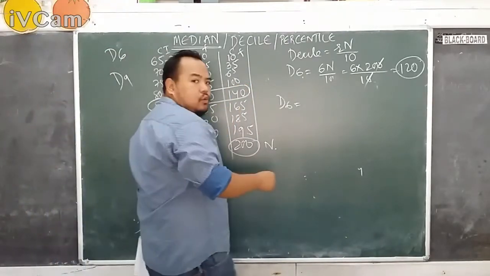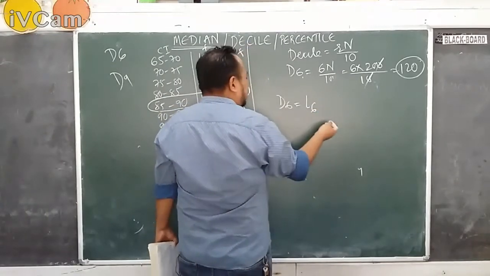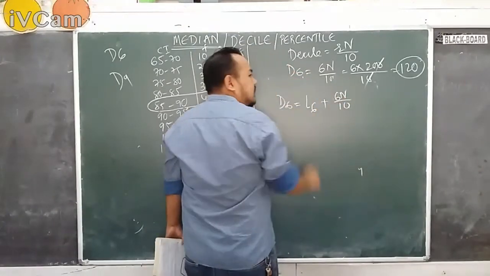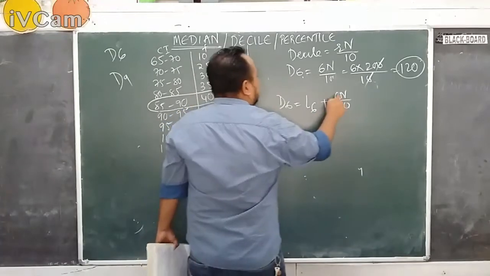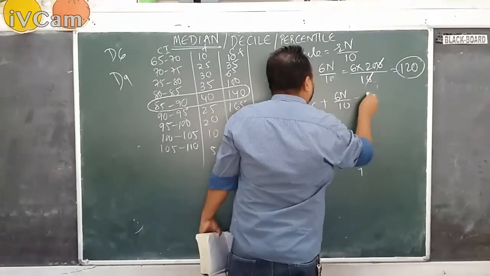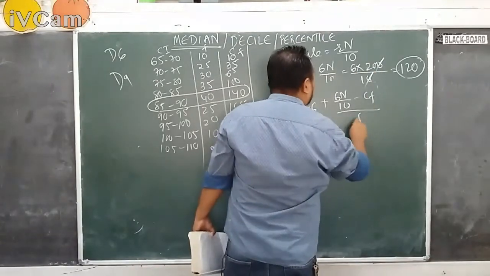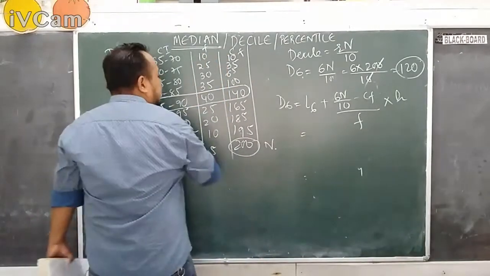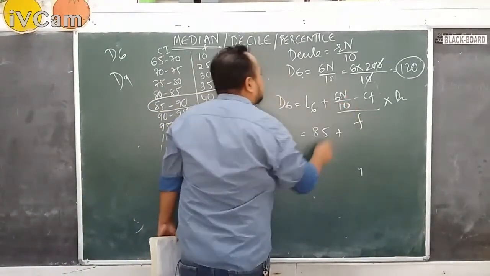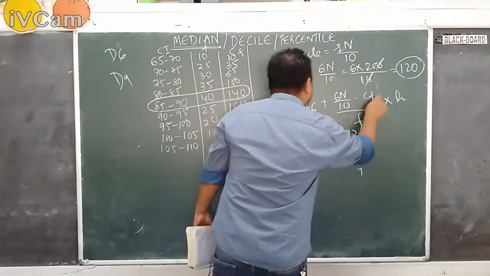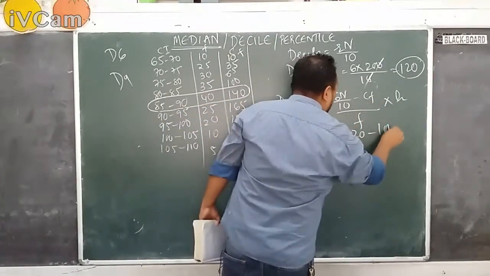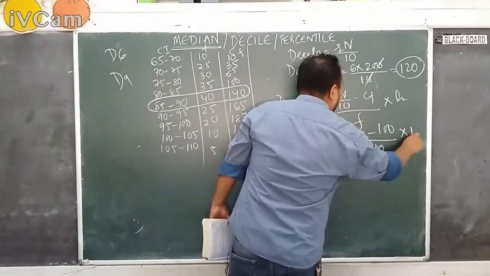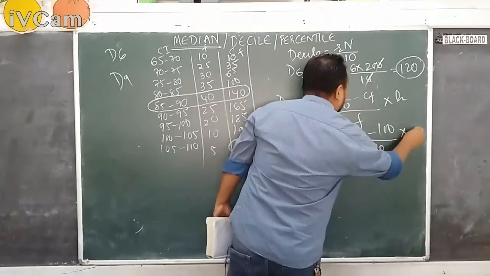So D6, what is the formula? L, lower limit of the decile class, plus 6n by 10. Why 6n? Because we are finding the 6th decile class. If this was 9, then 9n by 10. You locate this, then you proceed. Minus the cumulative frequency just above the decile class, divided by the frequency, into the class length. So what is the lower limit of the 6th decile class? It's 85 plus 6n by 10. You already got 120, minus the cumulative frequency just above that, that's 100, divided by the frequency of the 6th decile class, 40, into the class length. How much is the class length? Sorry, the class length is 5.